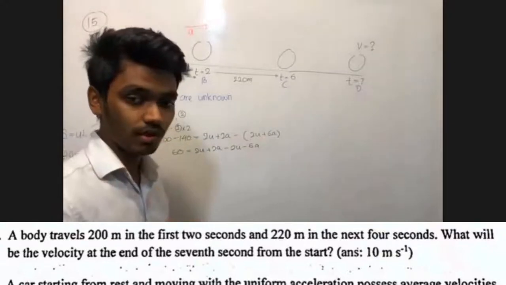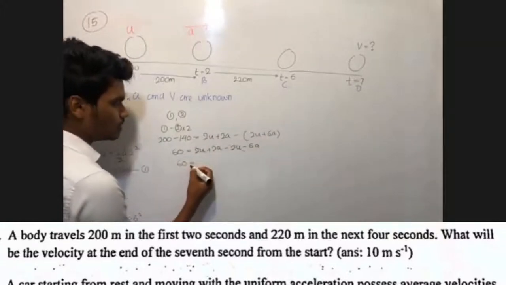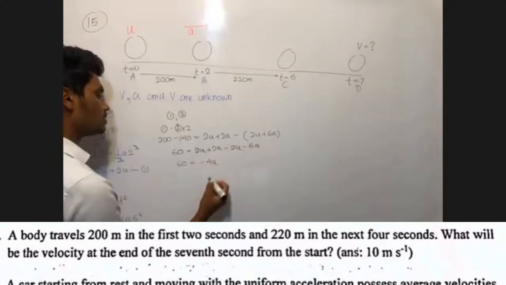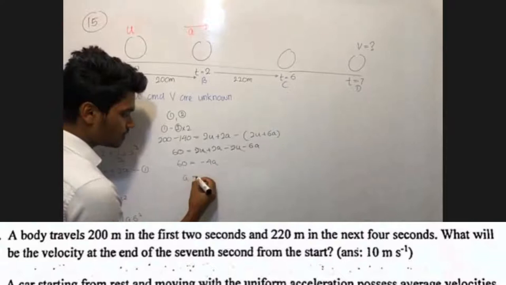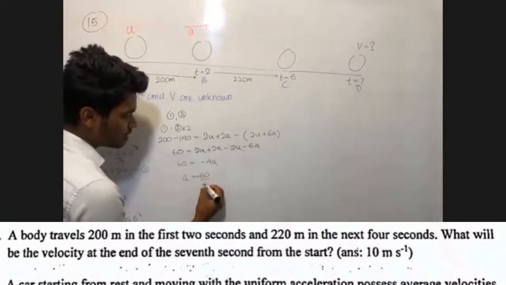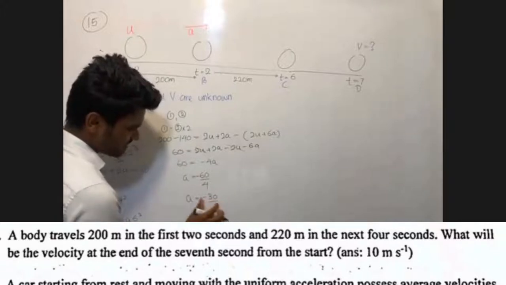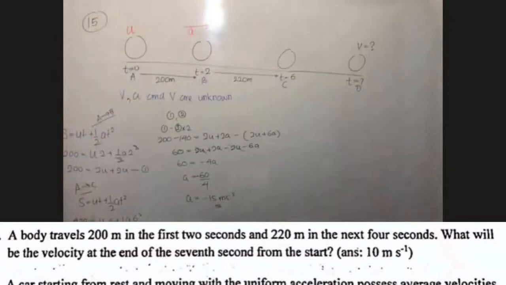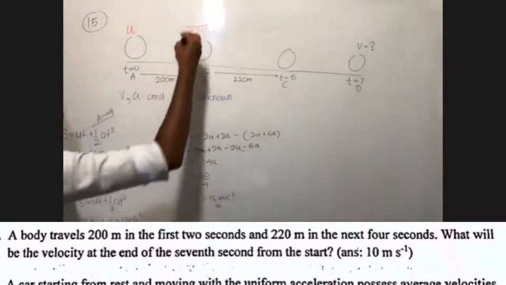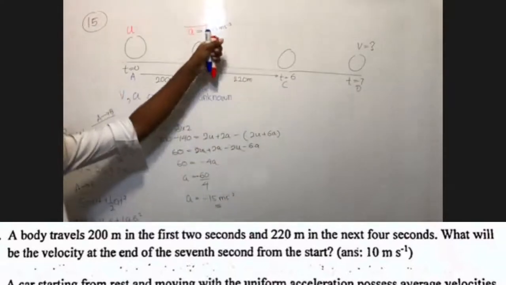So simplifications, you need to improve yourselves, right? 2u and 2u cancel out. So 60 is equal to minus 4a. Yes, minus 4a. So acceleration a is equal to minus 60 over 4, which is minus 15 ms minus 2. Acceleration, I know that it is now minus 15 ms minus 2.